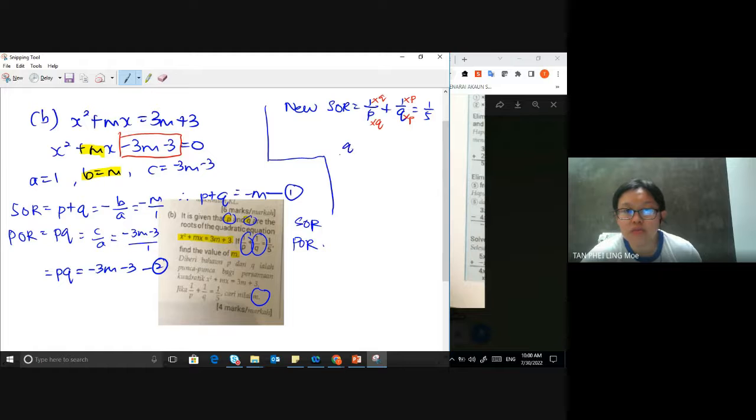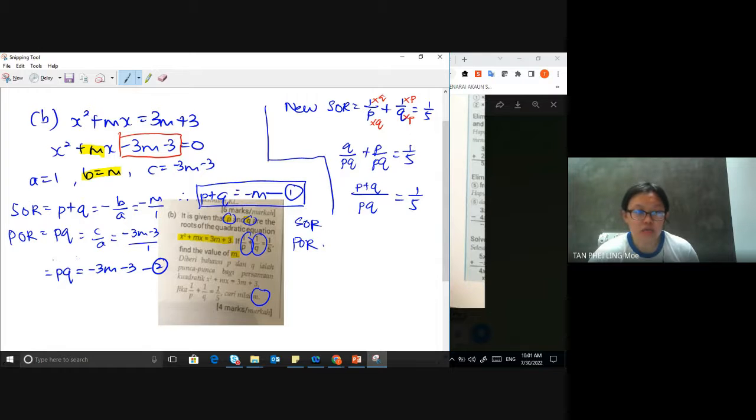This one I have q over pq plus p over pq equals to 1 over 5. So can I combine them? PQ, I have p plus q equals to 1 over 5. So we cannot stop here, because like that we cannot answer the question, which is m, isn't it? So now I know that I have to borrow resources from my neighbor, which is this one, right? The equation 1 and also the equation 2, so that I also relate to m.